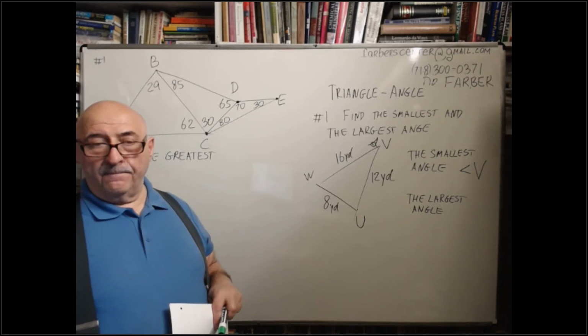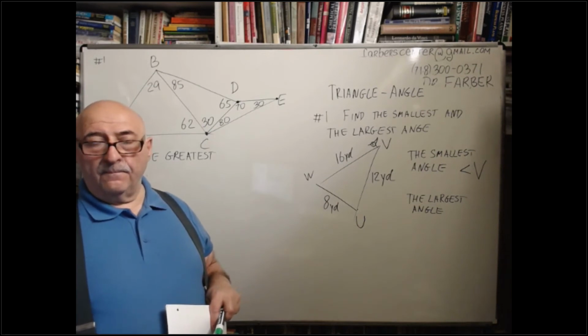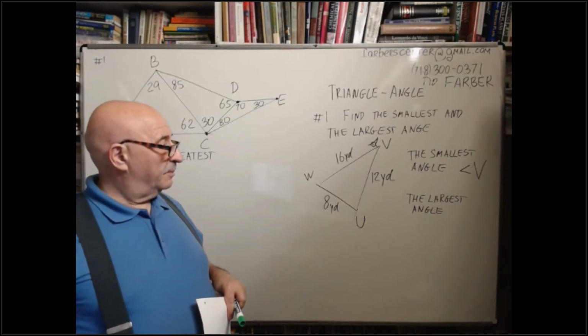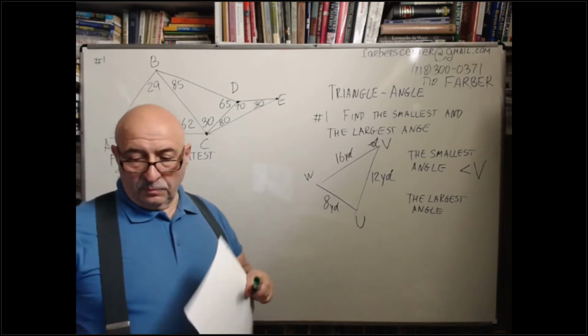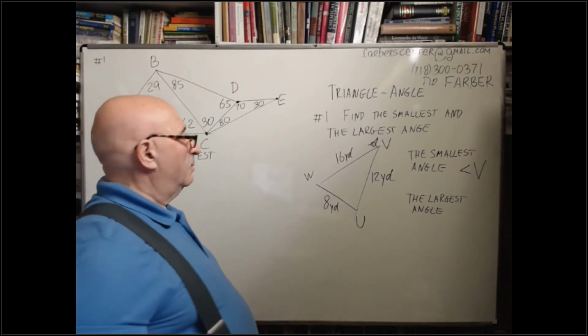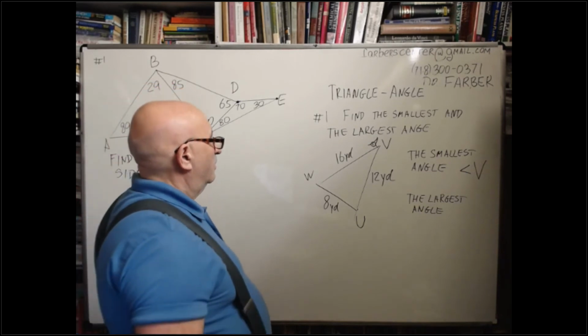Okay, thank you. Dr. Farber? Yes, Elizabeth. I don't understand how it's this small. Is it because it has a smaller scale than W and U?